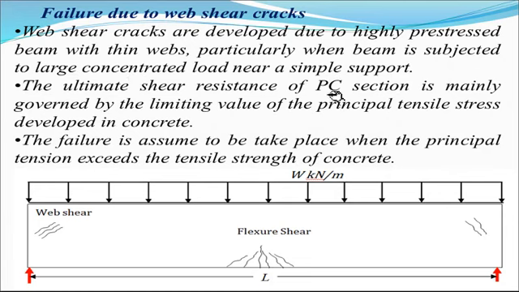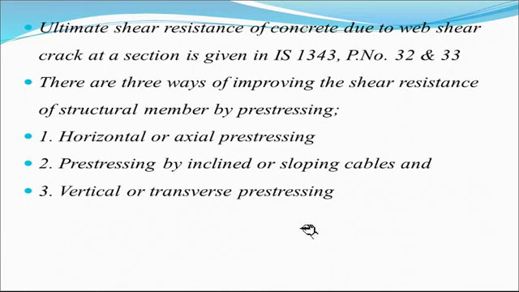The ultimate shear resistance of the prestressed concrete section is mainly governed by the limiting value of the principal tensile stress developed in the concrete. The failure is assumed to take place when the principal tension exceeds the tensile strength of the concrete. Cracks will be developed when the principal tensile stress exceeds the tensile strength, or we can say the resistance offered by the concrete, and we know that concrete is weak in tension. So the ultimate shear resistance of the concrete due to the web shear crack at the section is given in IS 1343 2012, page numbers 32 and 33.